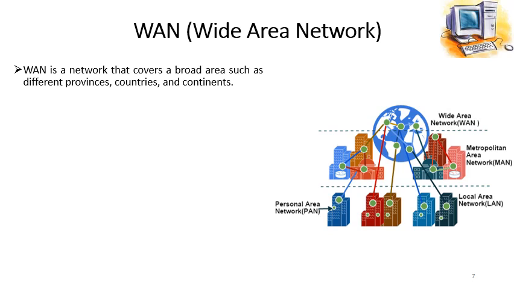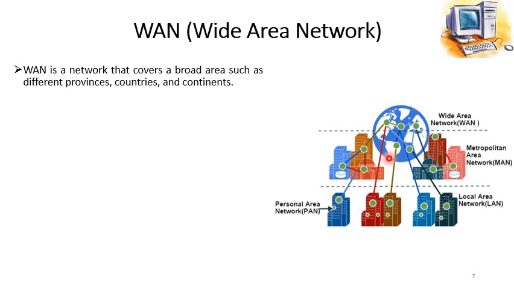Third one, that is WAN, wide area network. WAN is a network that covers a broad area such as different provinces, countries and continents, or it covers the whole globe, means the whole world.